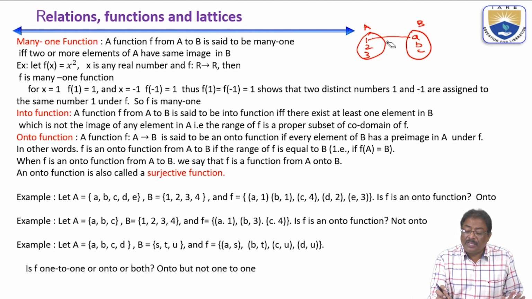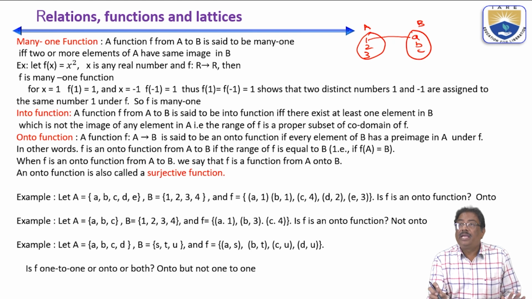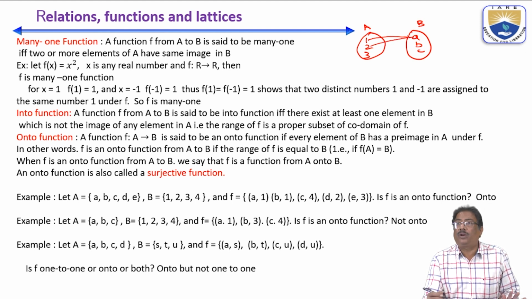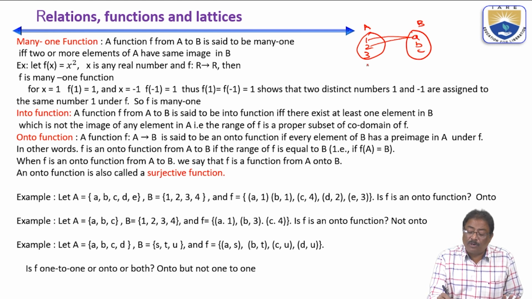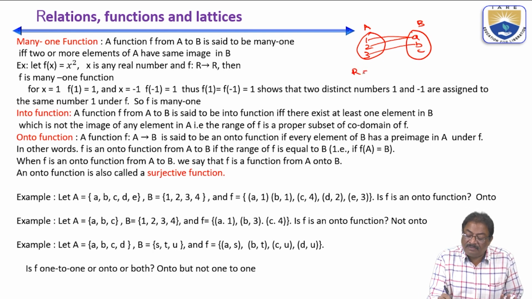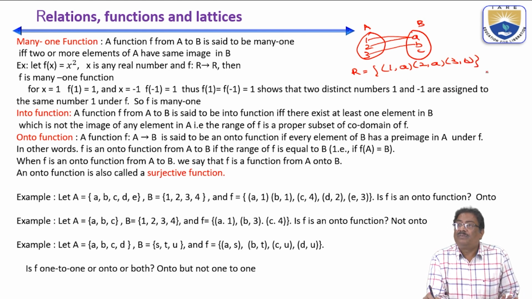See here, a unique element will be mapped to only a unique element in B. Or one or more elements may be mapped to one element in B. So if I consider this, R is 1A, 2A and 3B. This is a function. This relation is a function.